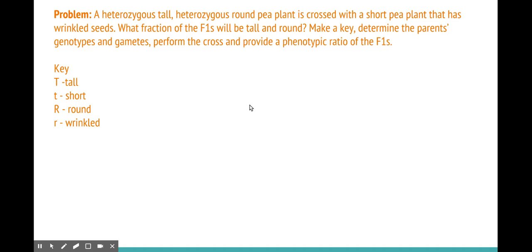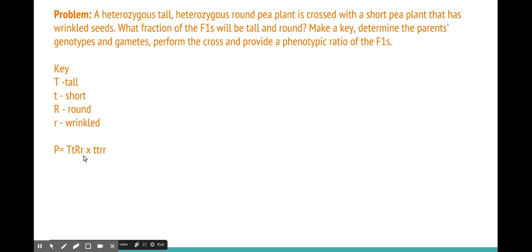My key is done. Determine the parents' genotypes. The first parent is heterozygous tall, heterozygous round. To be heterozygous tall, your genotype would be big T, little t. To be heterozygous round, your genotype would be big R, little r. So the first parent's genotype is big T, little t, big R, little r. The second parent is short and has wrinkled seeds, so its genotype would be little t, little t, little r, little r.